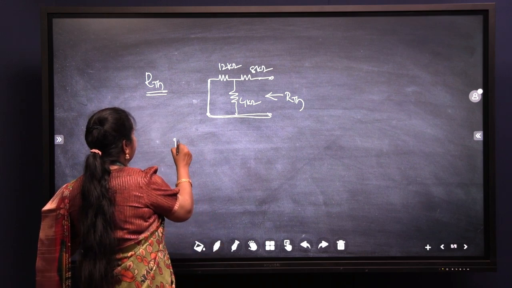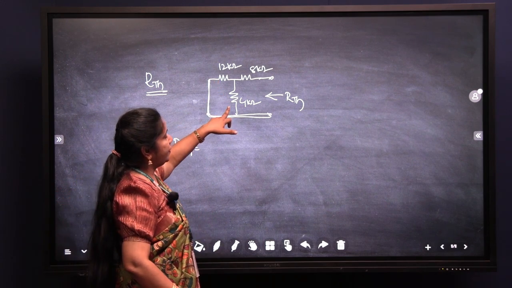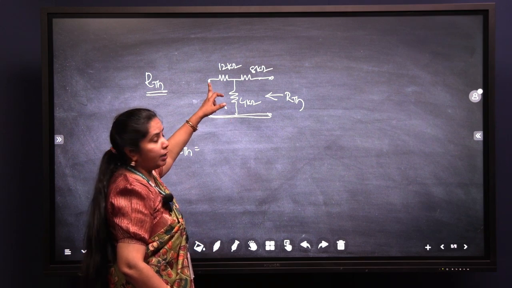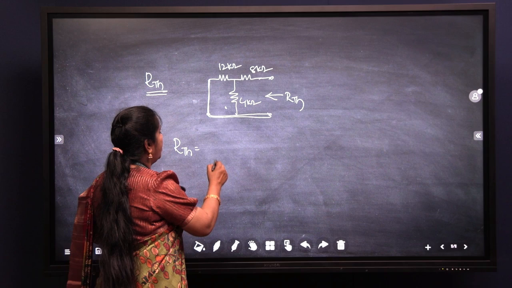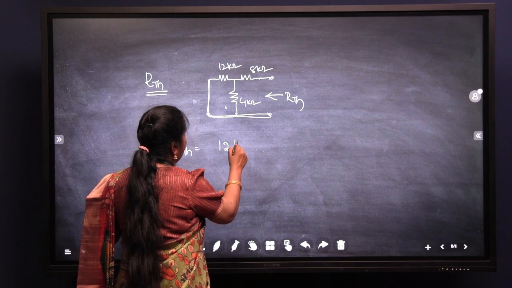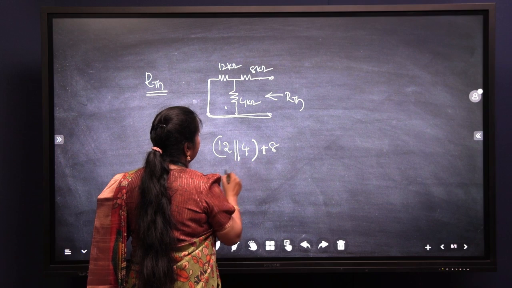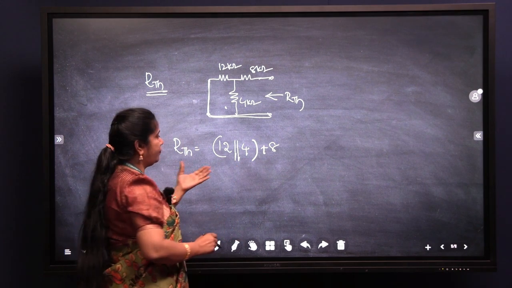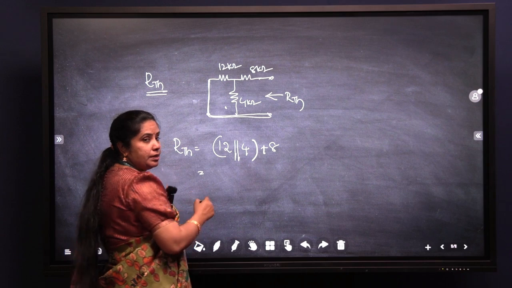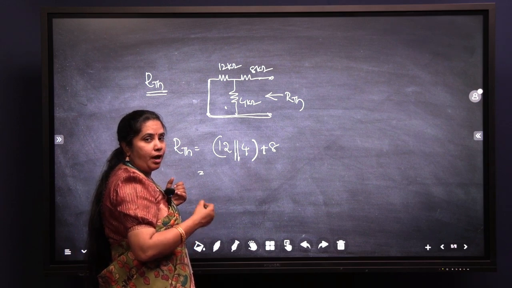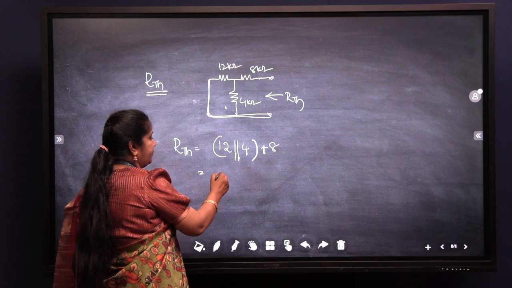So what is the RTH value now? The 12 kilo ohms and the 4 kilo ohms are connected in parallel, which is again connected in series with the 8 kilo ohms. So 12 is in parallel with 4, which is again connected in series with 8 kilo ohms. What is the formula for two resistances connected in parallel? R1 parallel R2 is nothing but R1 times R2 divided by R1 plus R2. So I am applying that formula.